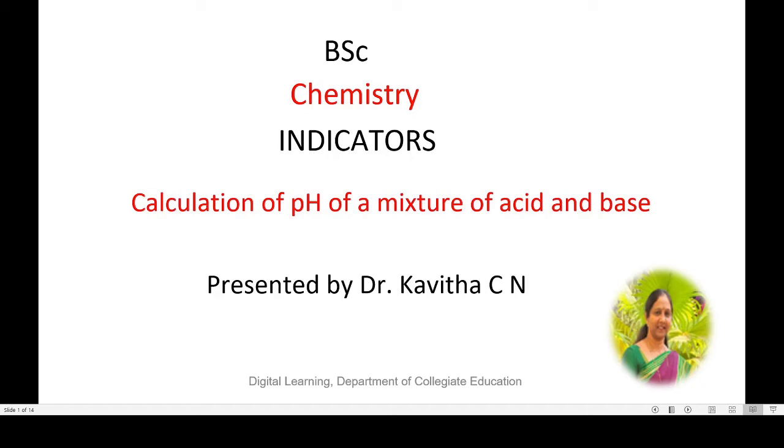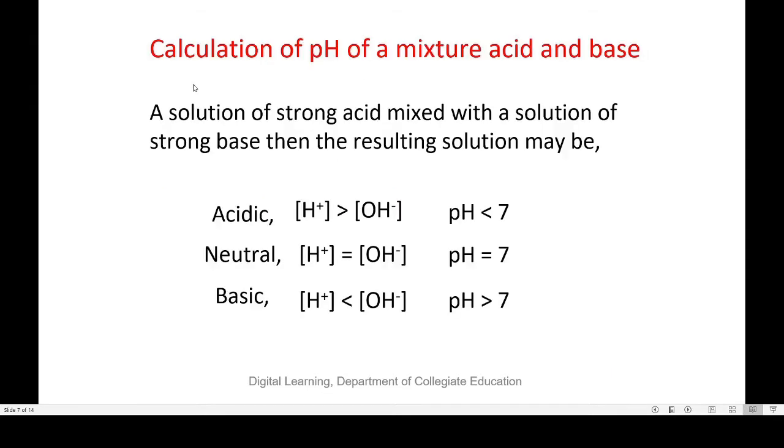Dear students, welcome to the last session on this topic, indicators. In this session, you will be able to understand how to calculate the pH of a mixture of acid and base. So in this session, we are taking a mixture of strong acid and strong base. Let us see how to calculate the pH of a mixture of acid and base.